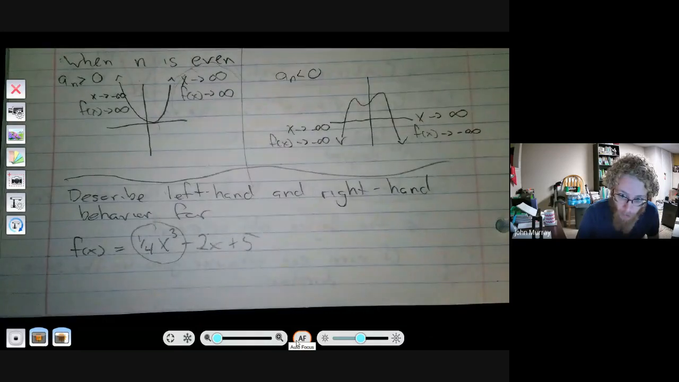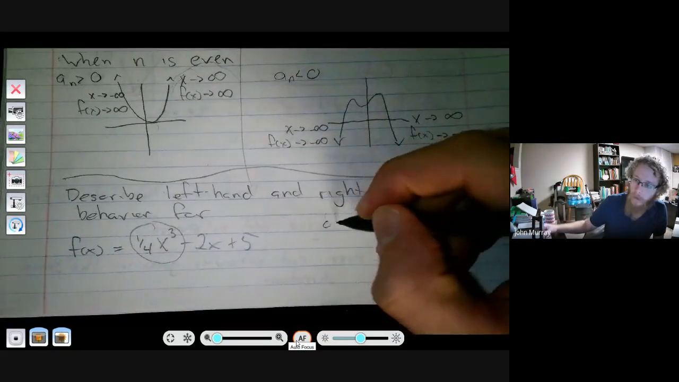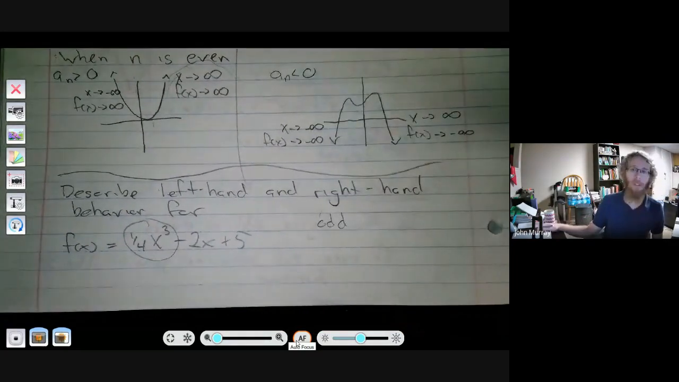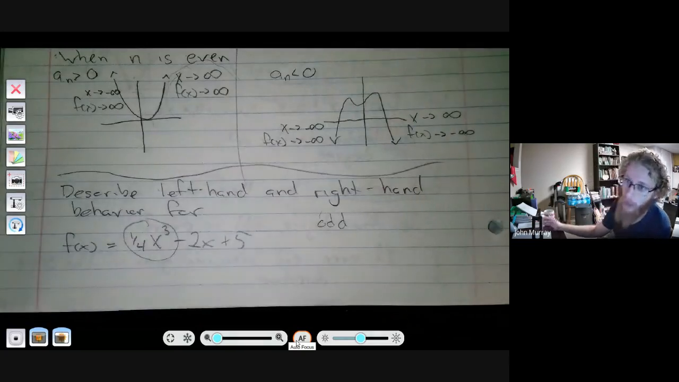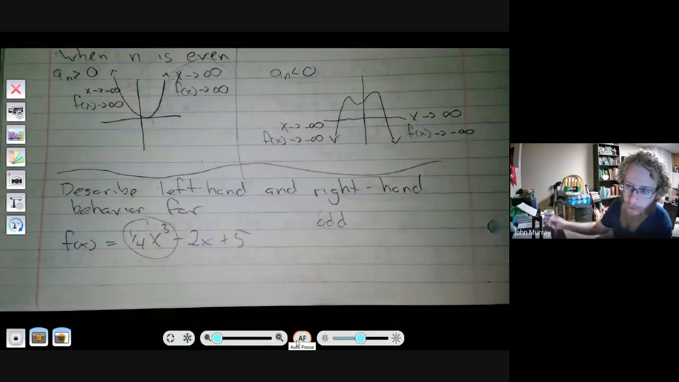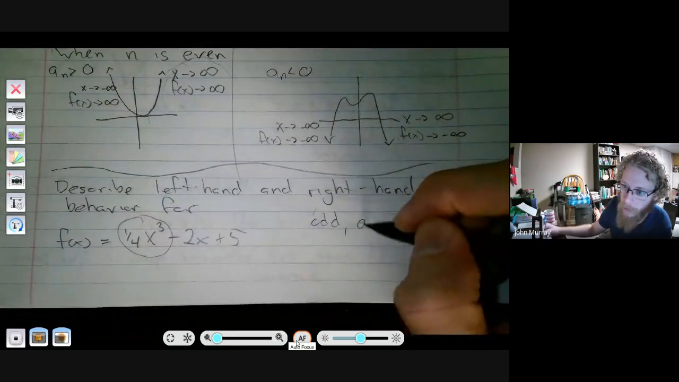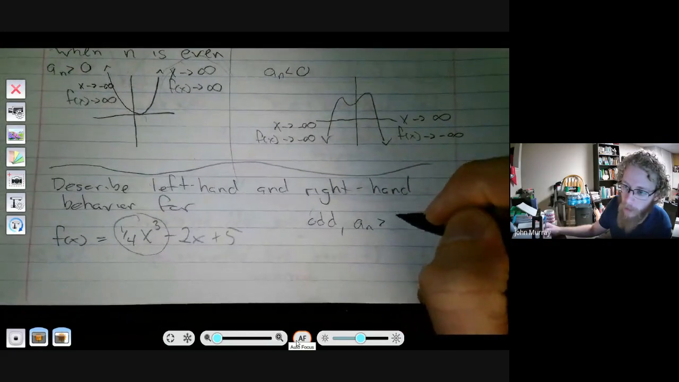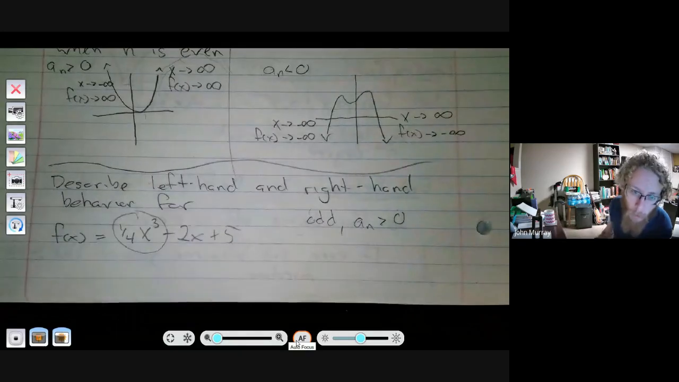So the first thing you say to yourself is, is it even or is it odd? We have x to the third, so it's an odd function. Right away, you don't have to worry about these two even function problems. And then our leading coefficient is positive, it's 1/4. It doesn't matter what that number is. It could be a billion. As long as it's positive, that's all we care about.